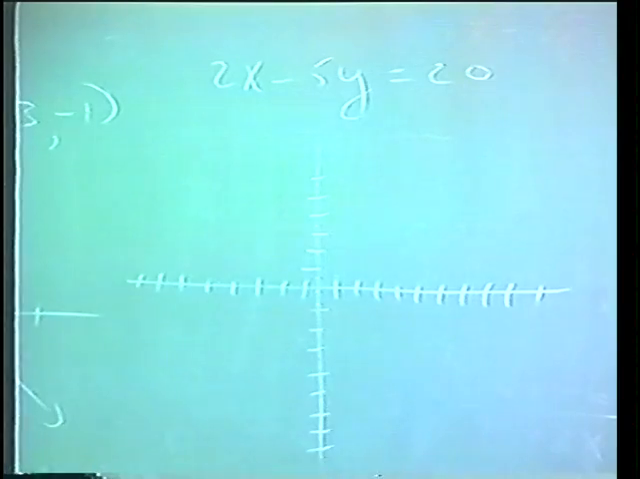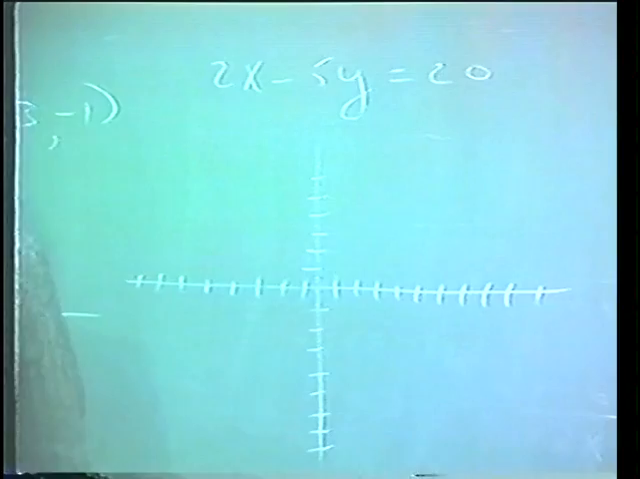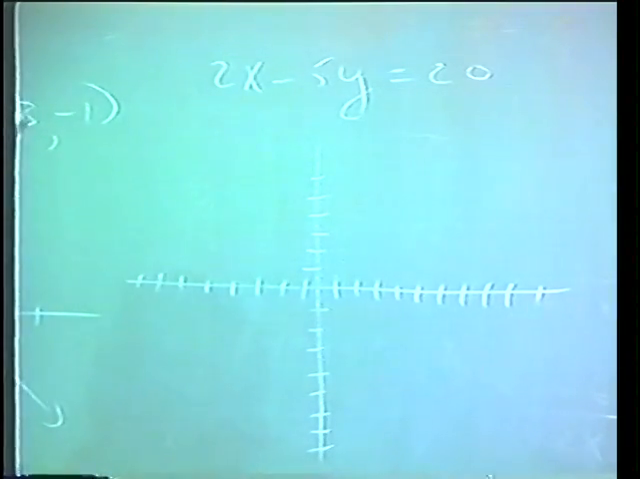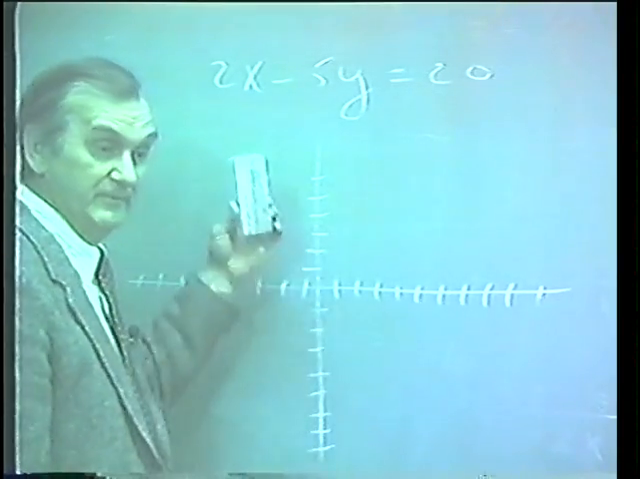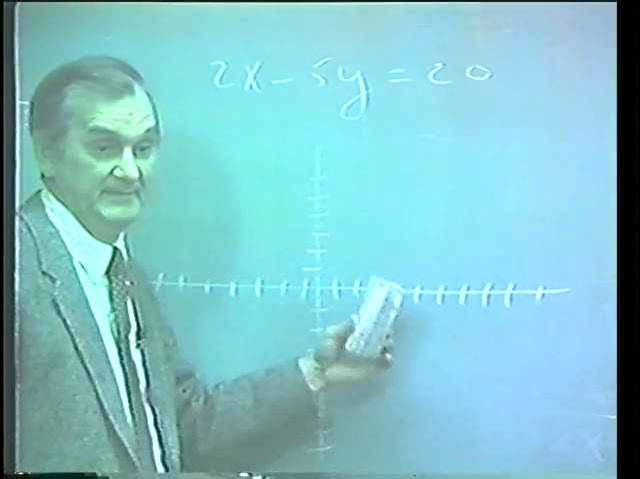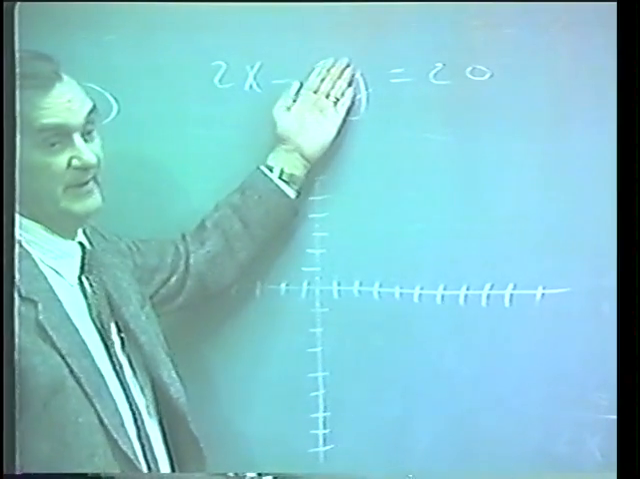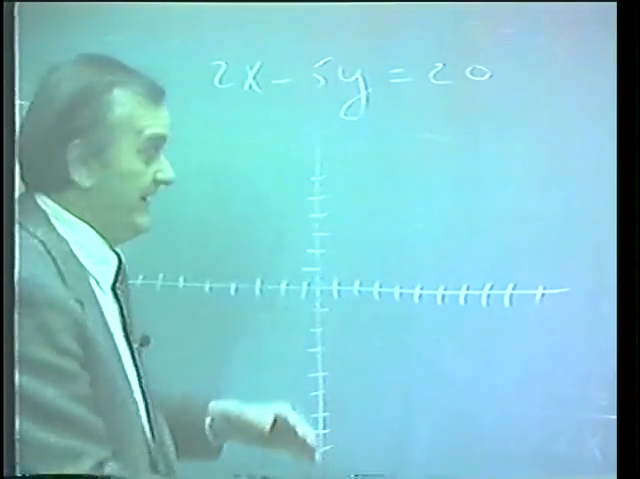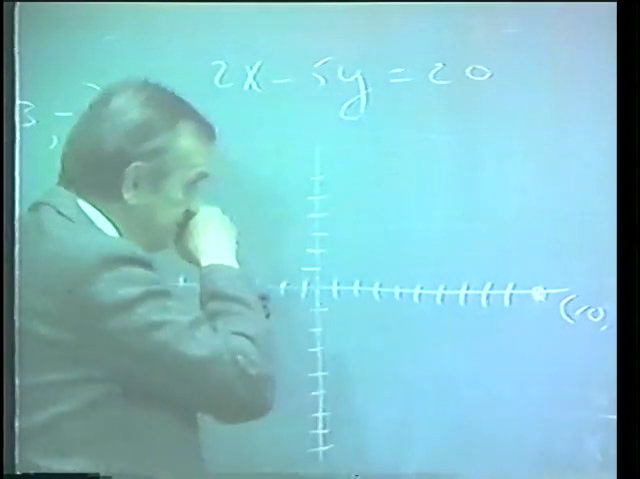And what we're going to try to do is find out where this line crosses the x and the y axis. Now we know that when the line crosses the x-axis, the y value has to be 0. Every point on the x-axis, y is 0. If y is 0, that means you lose the y term. And all you have is 2x equals 20, therefore x equals 10. So you have this point right there, which is (10, 0).